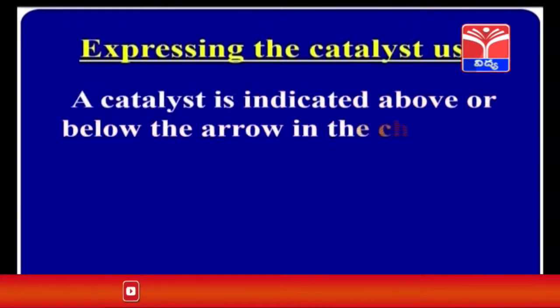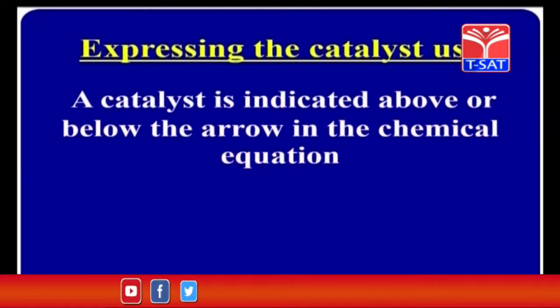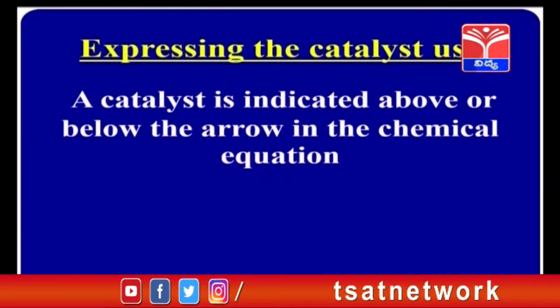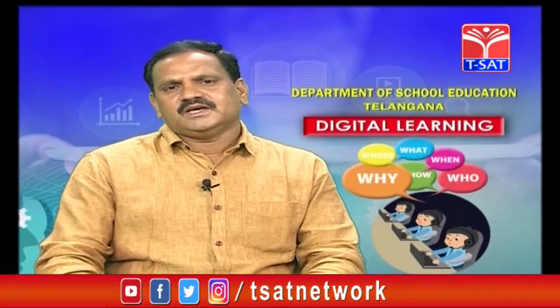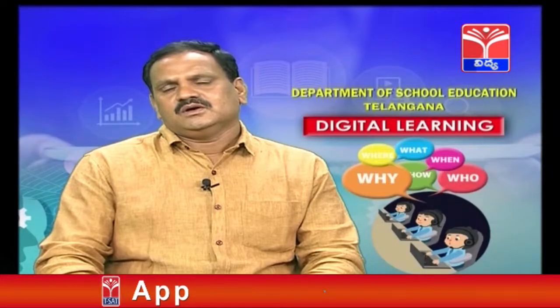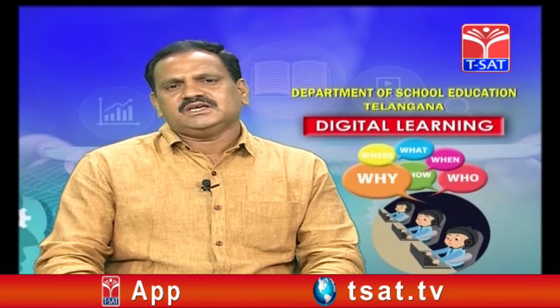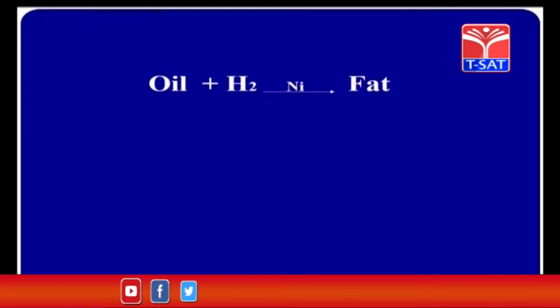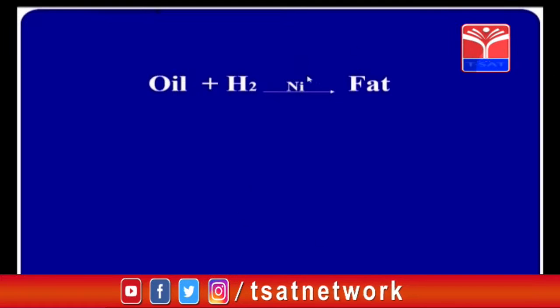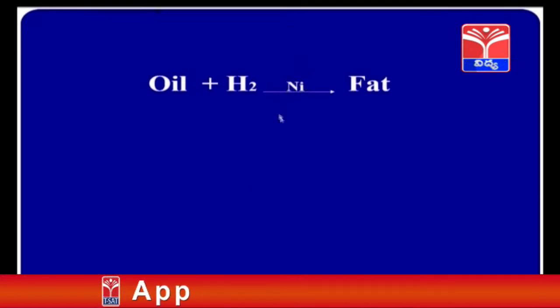A catalyst is indicated above or below the arrow in the chemical equation. Now let us write the chemical equation for the above activity. In this previous activity, oil is added with hydrogen in the presence of nickel catalyst to give fat. So, here nickel is acting as a catalyst and it is indicated above the arrow mark. Here you can find it.